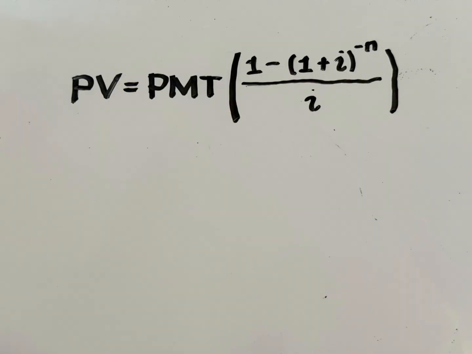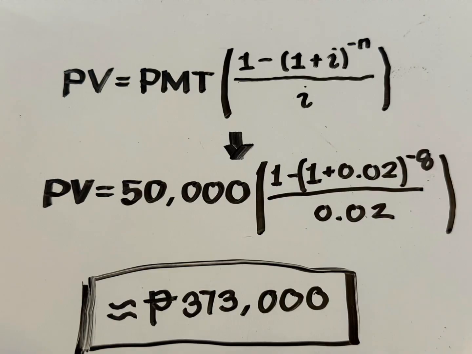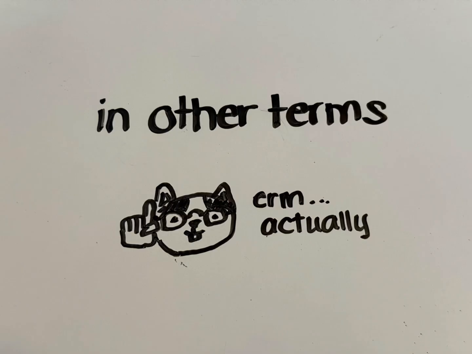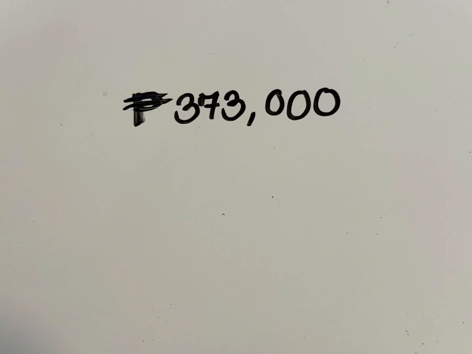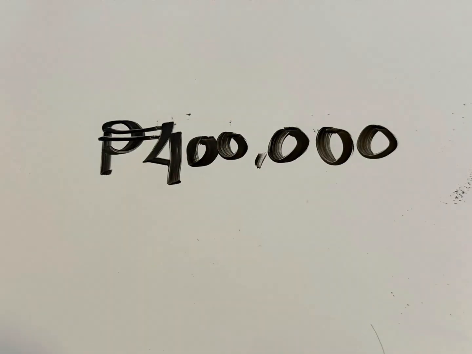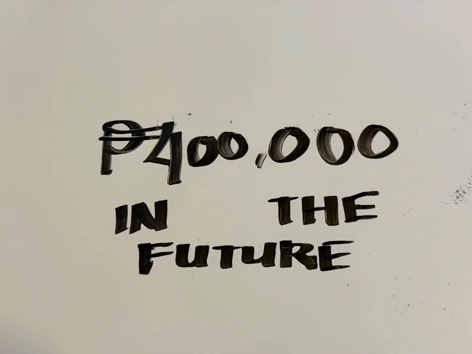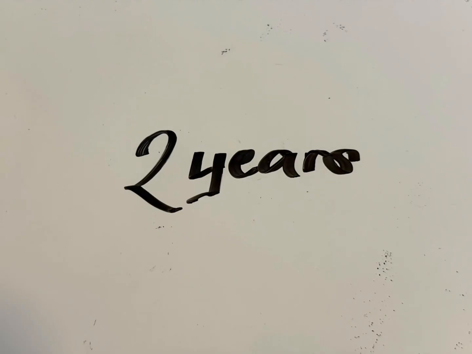Let's have the formula, substitute in the given values into the formula, and then simplify. In this example, the result is 373,000 pesos. So, in other terms, the 373,000 peso truck, which is its current value, would soon be 400,000 pesos in the future, which includes the interest 2 years later.